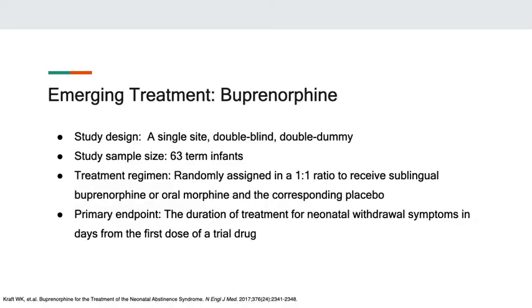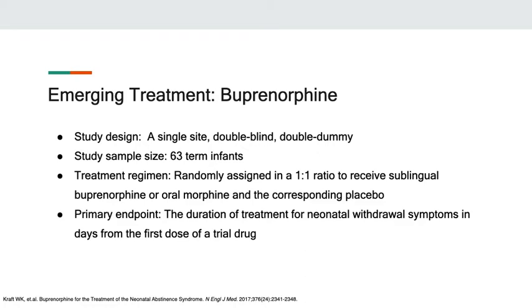Moving on to the emerging treatment, buprenorphine. Buprenorphine is another opioid that we'll see that is being used in the treatment of neonatal abstinence syndrome. As far as this clinical trial goes, we saw in the New England Journal of Medicine a single-site, double-blind, double-dummy study design with a sample size of 63 term infants. Term was defined as a baby greater than 37 weeks gestation.